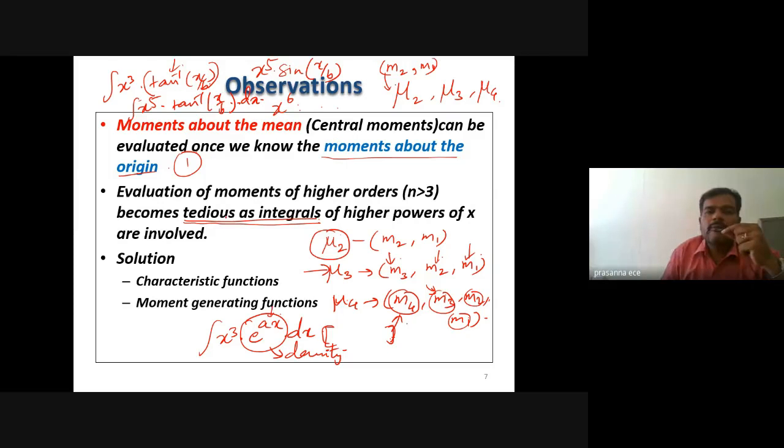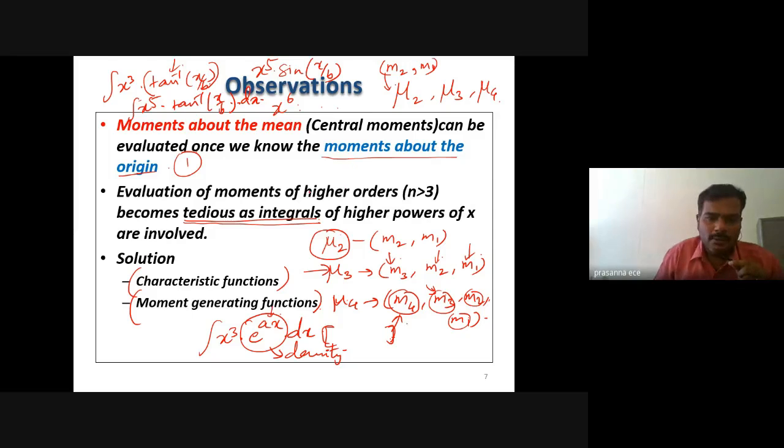Okay, so in the evaluation of moments, up to moments of order 3, it is easy to evaluate. Once we go above order 3, it becomes very tedious to evaluate. So that is the observation. For this reason, mathematicians found some solutions which are known as characteristic functions and moment generating functions. Is that clear?